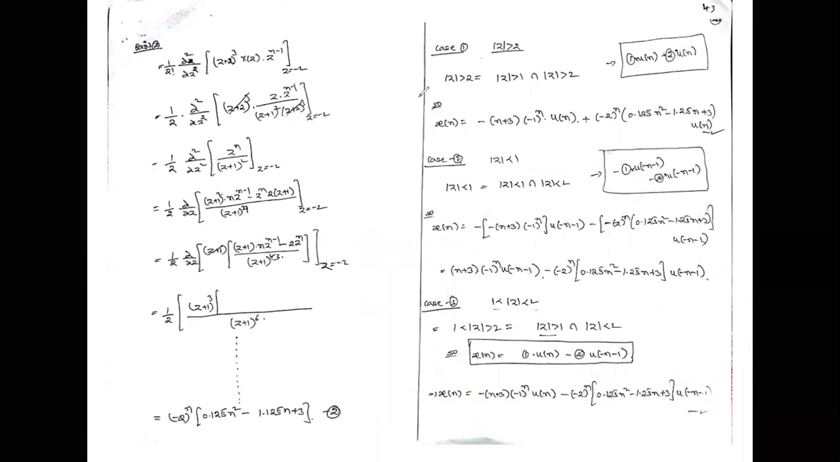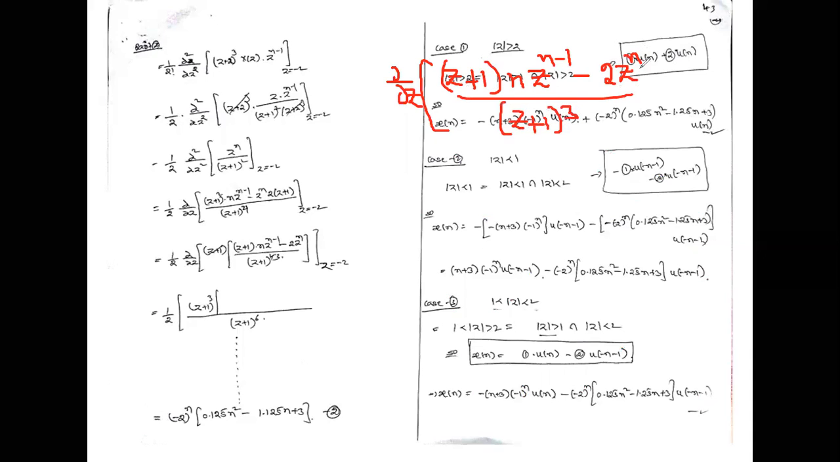See, this is the function we got. What is the function? d by dz of z plus 1 into n into z power n minus 1 minus 2 into z power n, whole divided by z plus 1 whole cube only. Okay, this is the function, d by dz.